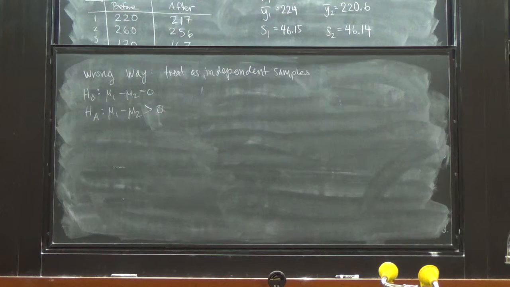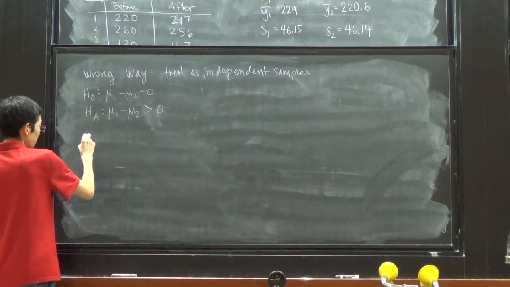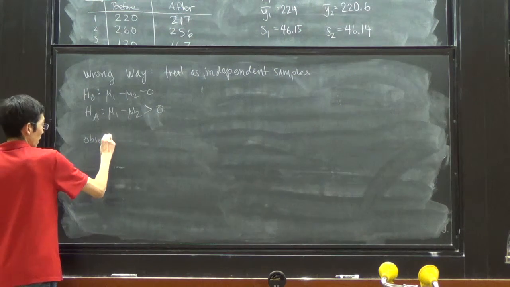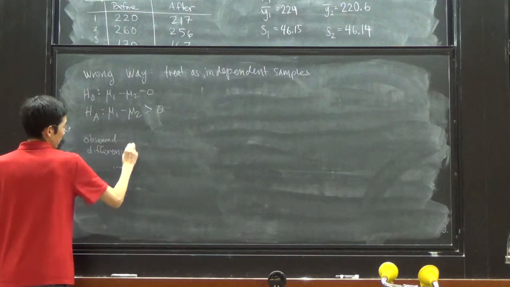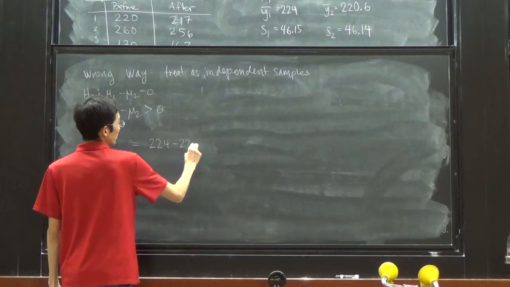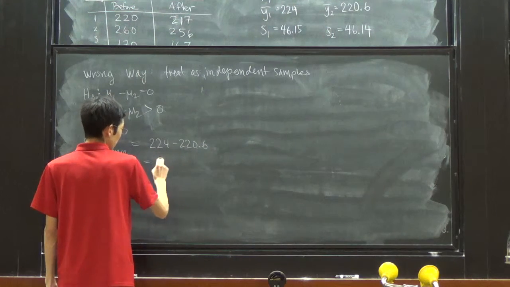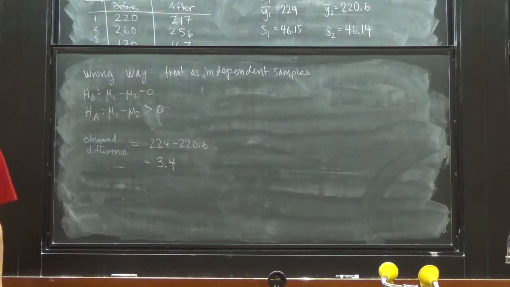Okay? So as independent samples, the observed difference is equal to 224 minus 220.6. I'm observing an average weight loss difference of 3.4 pounds. Is that statistically significant? That's what we want to know. Okay?